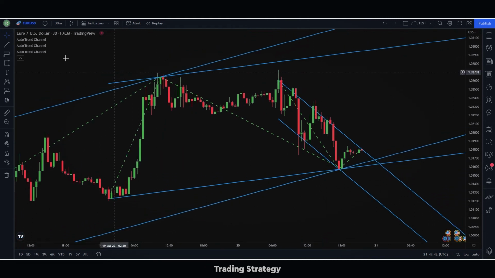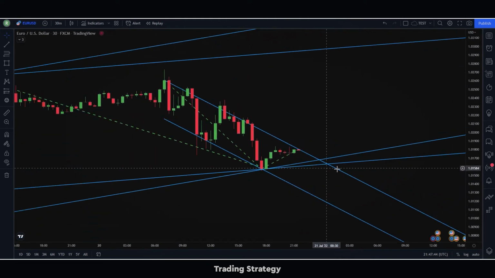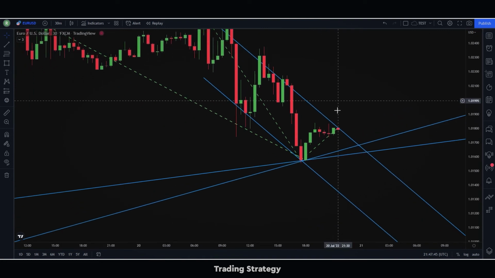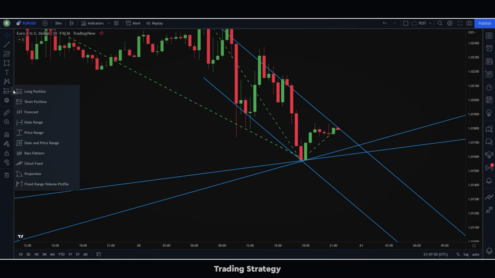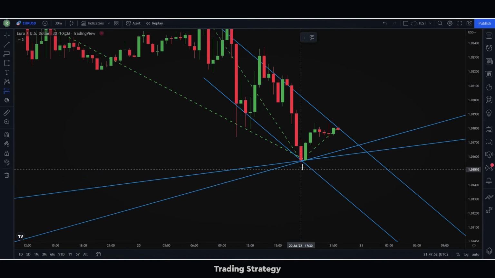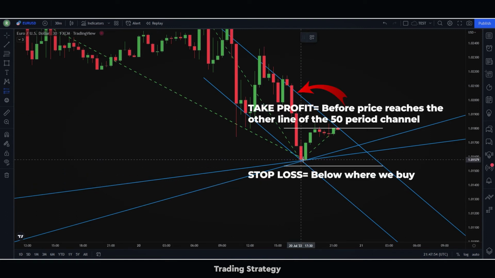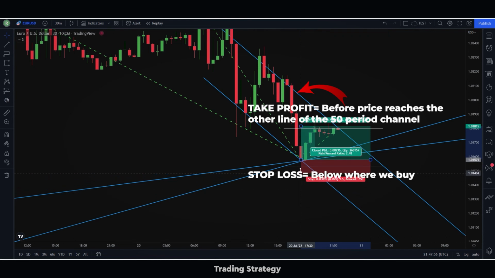The strategy is the same both to carry out a buy operation and to carry out a sell operation. We will simply have to wait for the 3 lines of the 3 channels to cross. At the time they cross, we will carry out the operation of buying or selling as we deem appropriate. We will put our stop loss a little below where we made the trade and our take profit before the price reaches the other line of the 50-period channel.